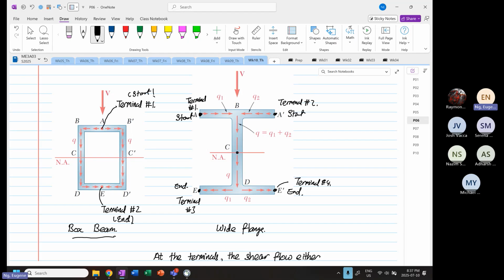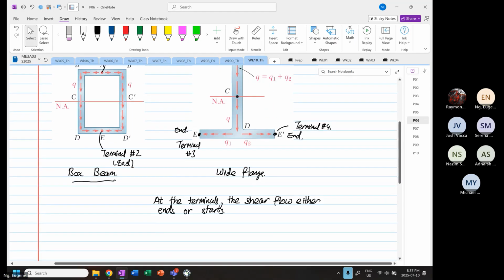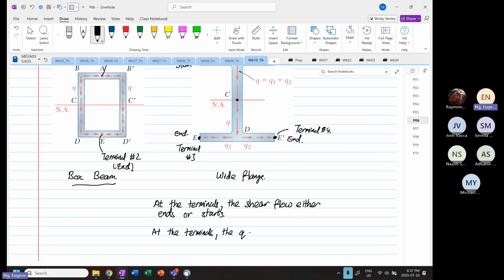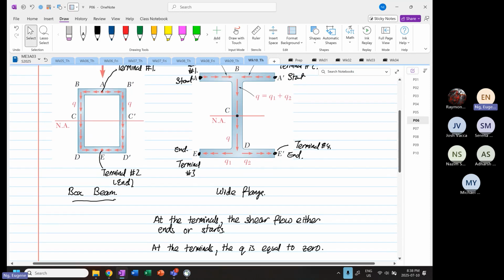So at the terminal, the Q is equal to 0. I repeat again, the Q is equal to 0. There's a certain feature that I want you to recognize.